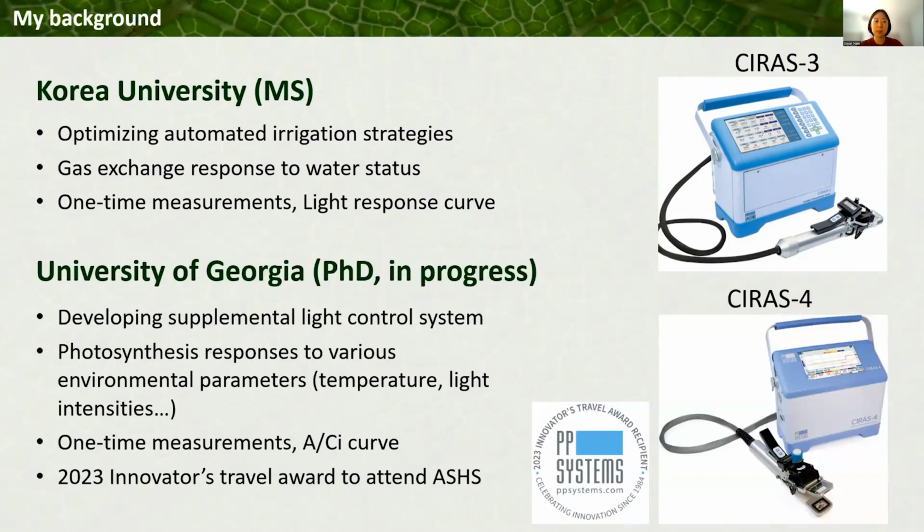Then I started my PhD program at the University of Georgia, still in progress. My research is mainly focused on developing a supplemental lighting control system. I focus on measuring photosynthetic responses to various environmental parameters such as temperature and light intensity, the data that we're going to talk about today. I mainly measure one-time measurement and ACi curve these days, and we purchased a CIRAS-4 in my lab recently, so I use both CIRAS-3 and 4.